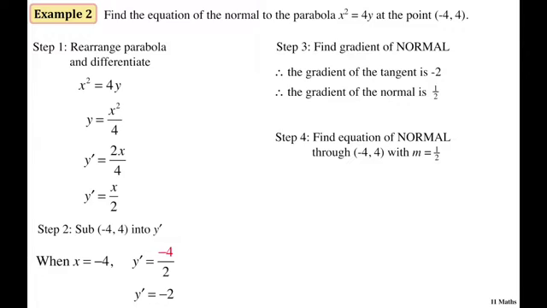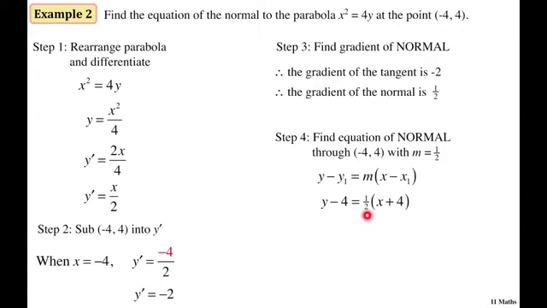Now we can find the equation of a line. We know the point that we're using. The point is -4, 4. We know the gradient is a half, the gradient of the normal. So let's use the formula to find the equation of a line, plugging in x1 and y1. There's x1, there's y1, and there's your gradient. So y take away 4 equals a half x minus minus 4, which becomes x plus 4. We get that line there.